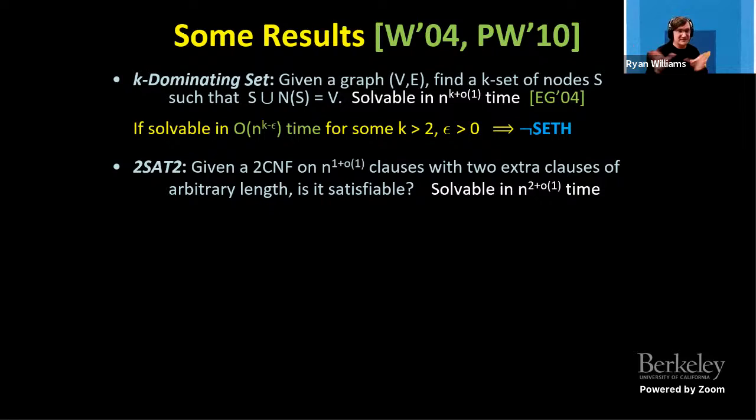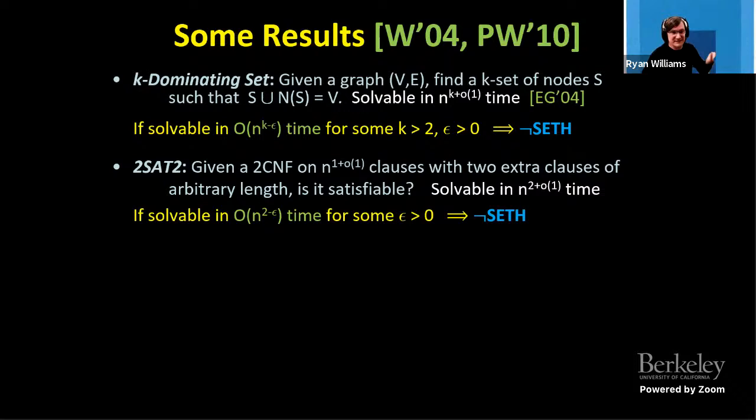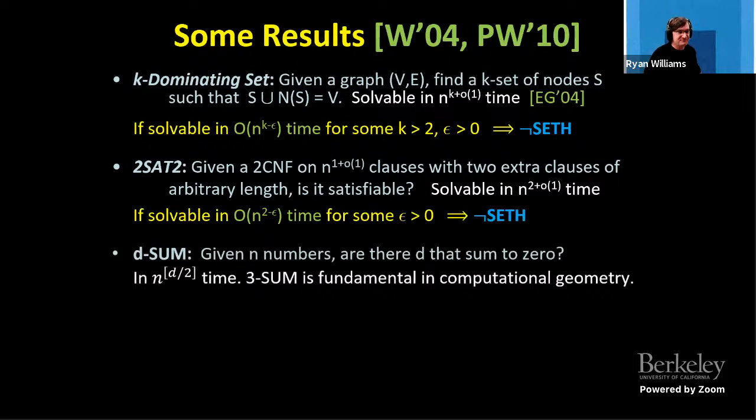Maybe I can skip over this, but basically there's a naive way to solve it in n squared. If you can solve it faster, SAT is false. There's this problem, d-sum: given n numbers, are there d that sum to 0? Even the case of 3-sum is actually fundamental in computational geometry. A lot of hardness of polynomial time problems is based on the assumption that 3-sum can't be solved faster.